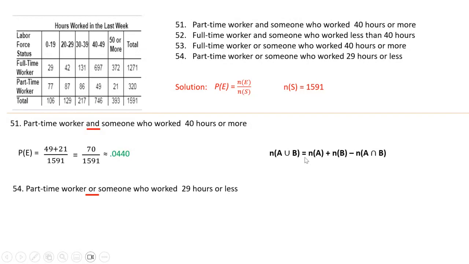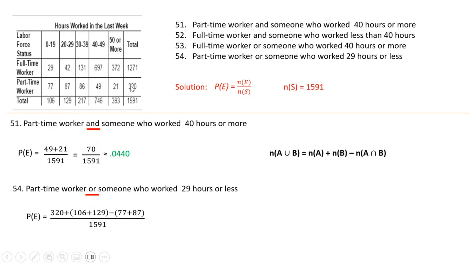Okay, we're going to be using this formula to help us out. But eventually, the probability of the event, right? We're going to go to part-time workers. So part-time workers is going to give us 320, right? And then 20 hours or less. Let's go here. 20 hours or less will be these two here. So it's going to be 320 plus 106 plus 129 minus 77 plus 87, because these two, we don't count them twice.